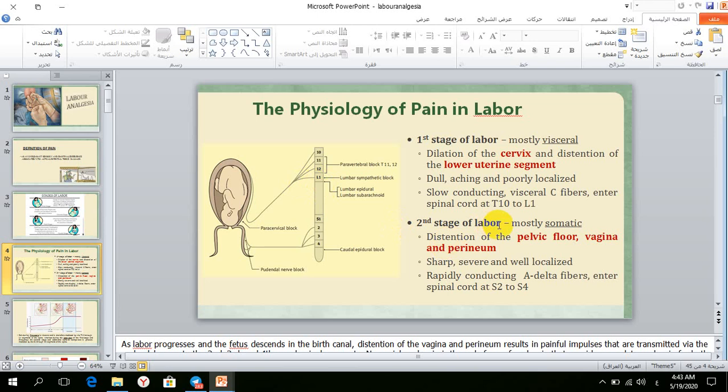Second stage of labor: mostly somatic. This is the second stage of labor, which is somatic. Distension of the pelvic floor, vagina and perineum, characterized by sharp, severe and well localized pain, with rapidly conducting A delta fibers entering the spinal cord at S2 to S4. This is from S2 to S4, which is somatic in the second stage of labor.